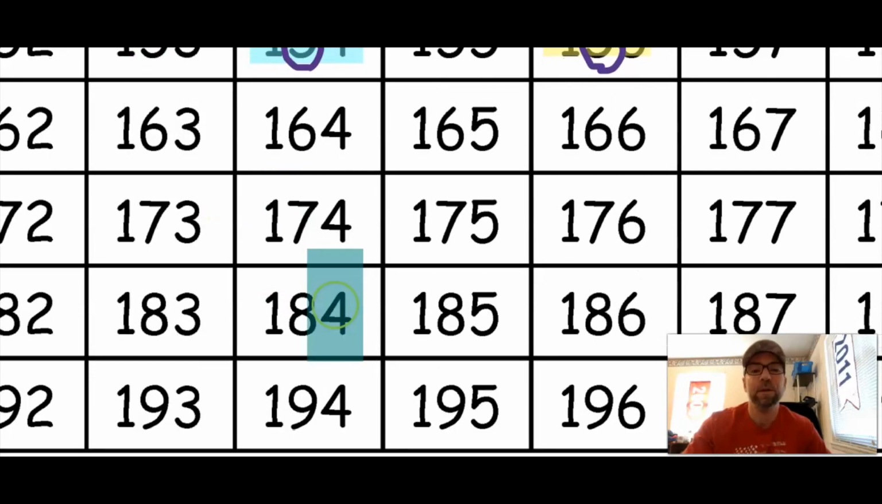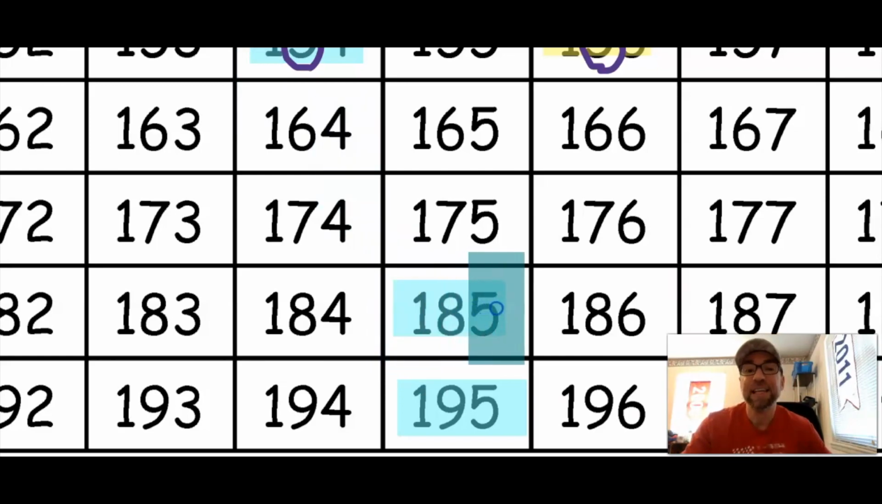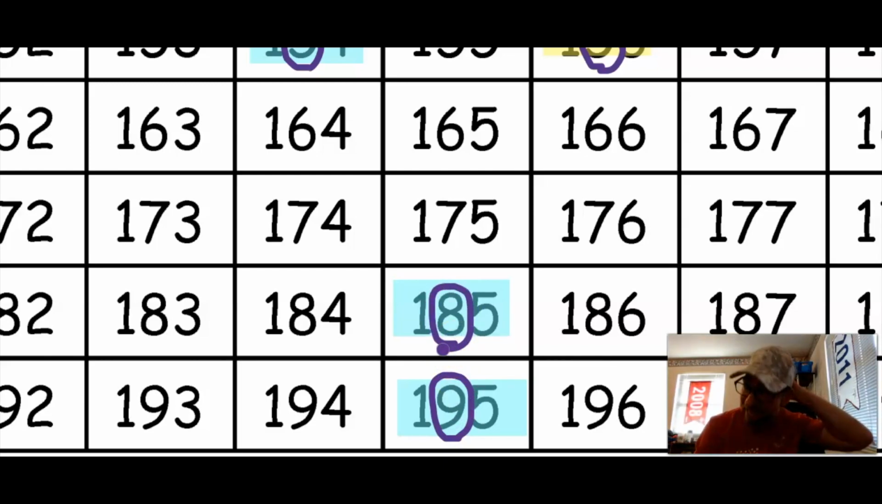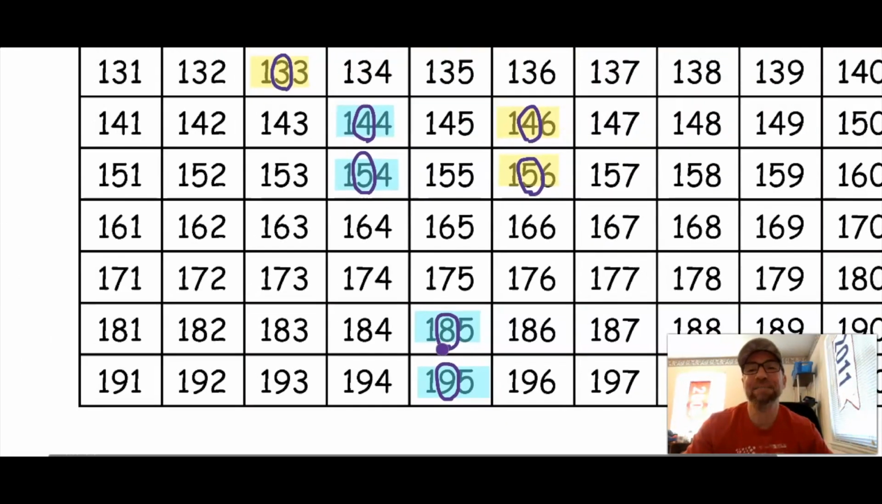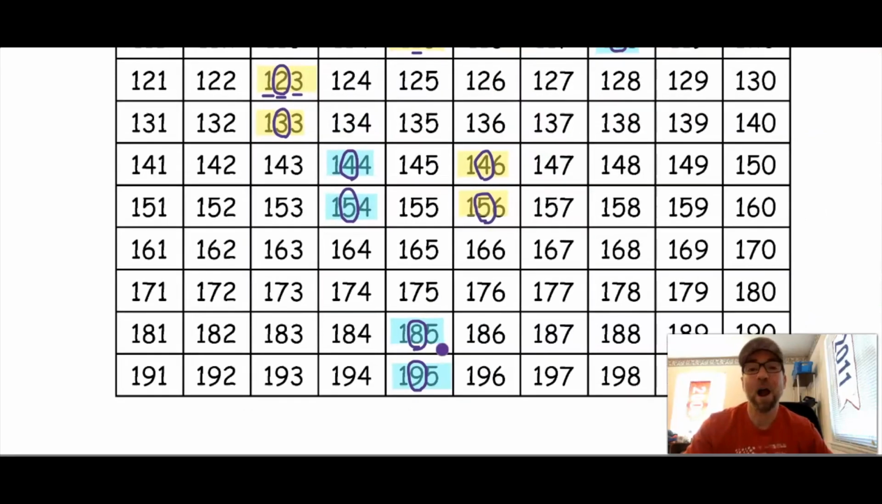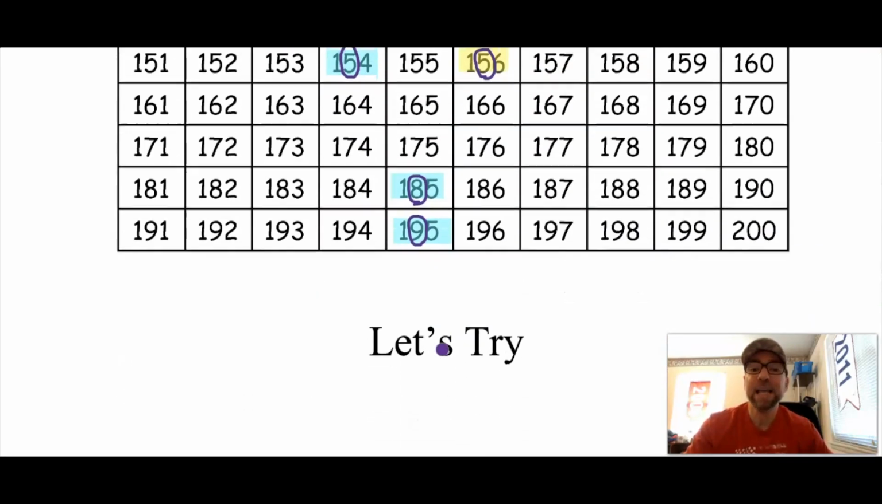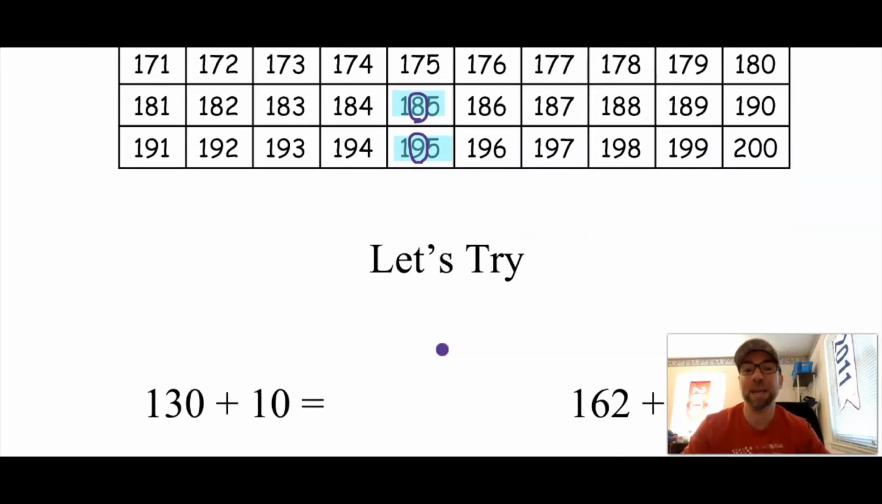Let's try a harder one. Ooh. 195. Now, if I wanted to subtract 10 instead of 195, it's going to go to 185 because the 80s come before the 90s. Awesome job.